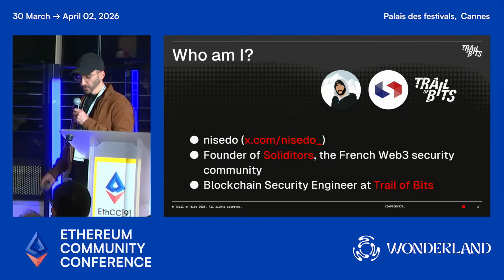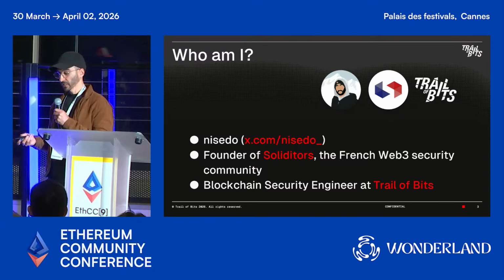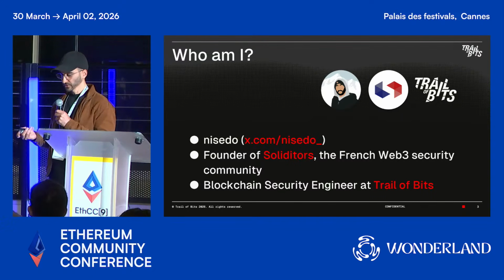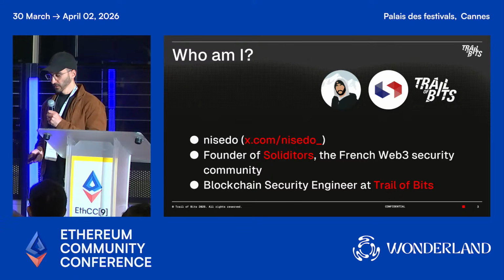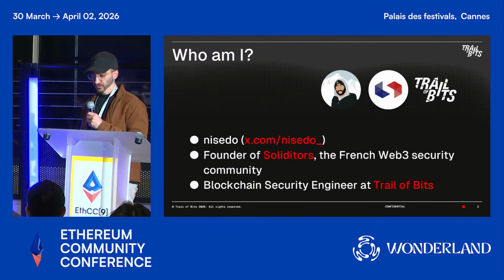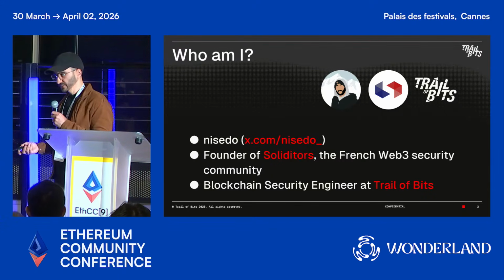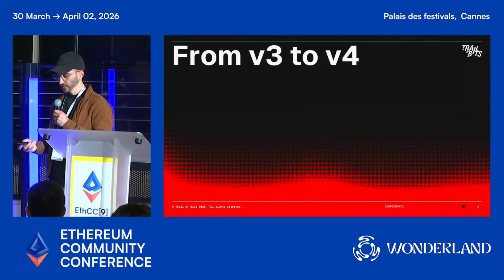As a quick intro, I'm Nisedo. I'm a blockchain security engineer at 12bit. I'm also the founder of Soliditors, the French Web3 security community. So in case you are French and not part of it, please reach out at the end of the presentation and I will send you an invite. And basically, I spend my days reviewing code, smart contracts, and finding bugs. And lately, it has been a lot of Uniswap v4 hooks. That's why it's the topic of today's talk.